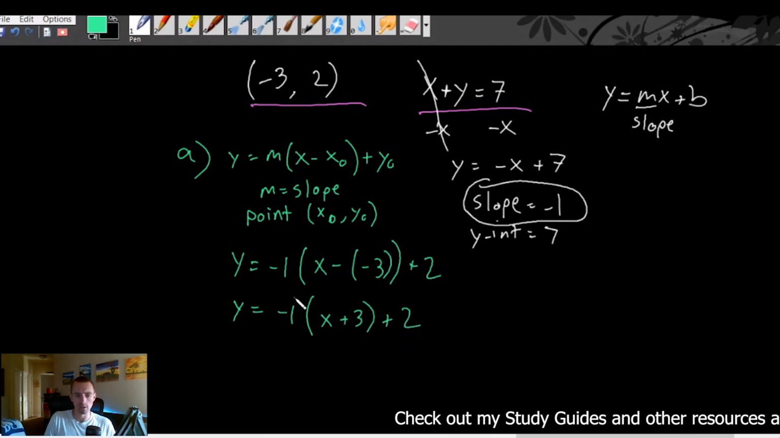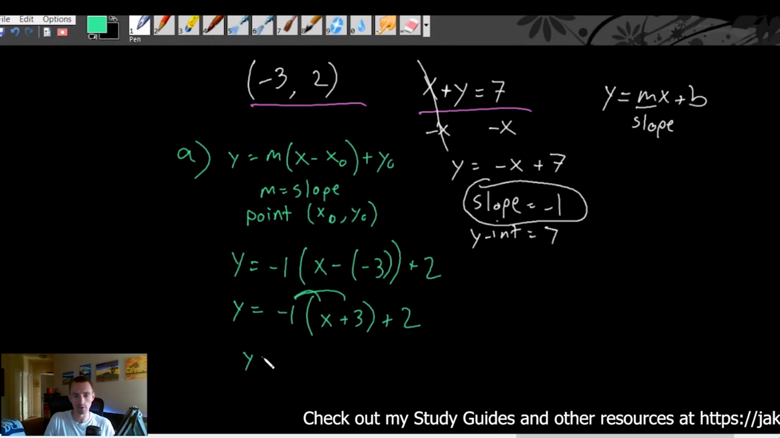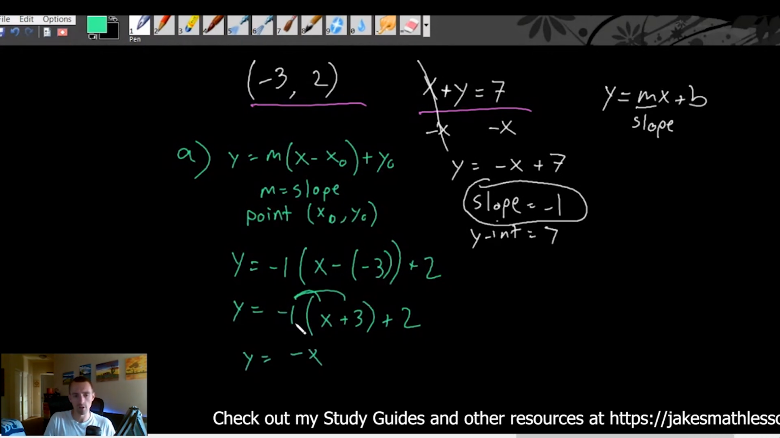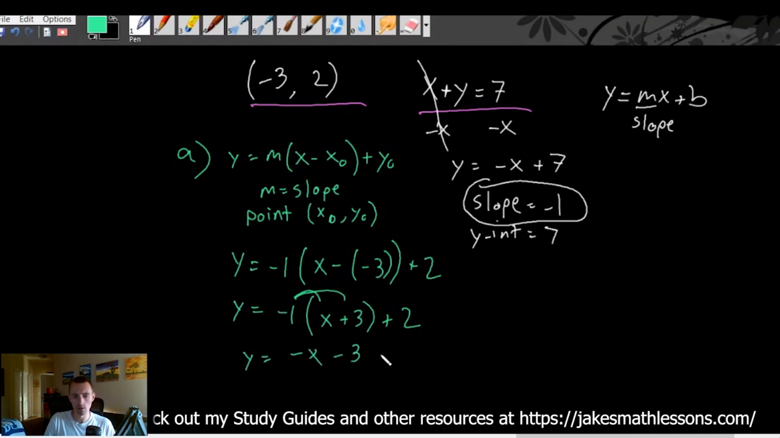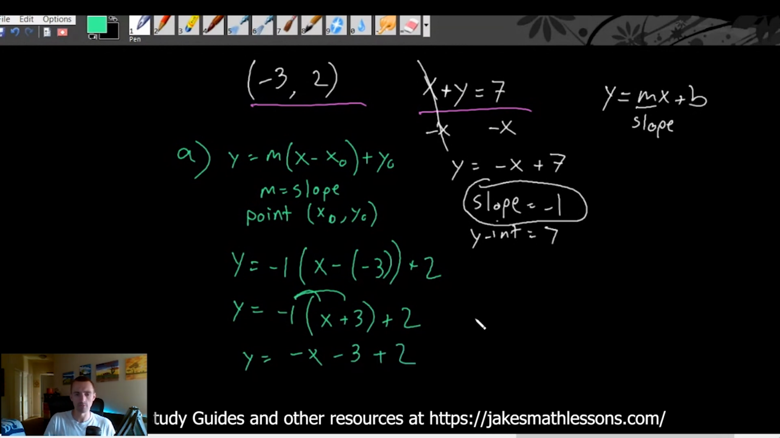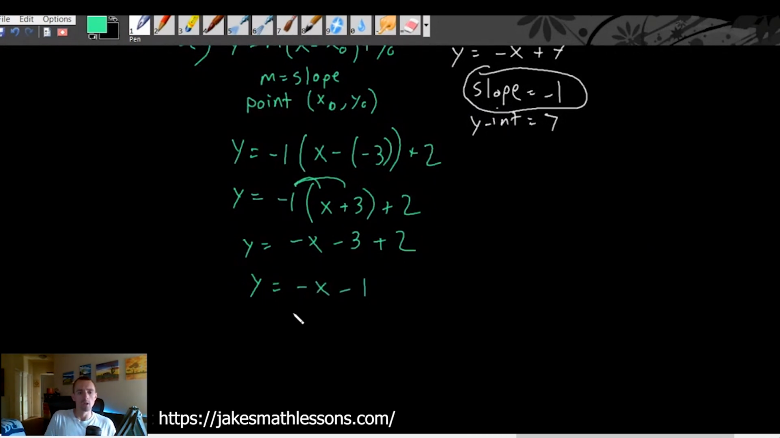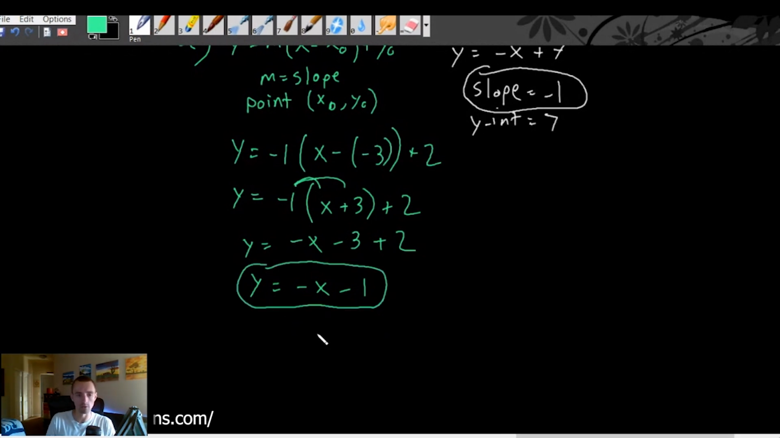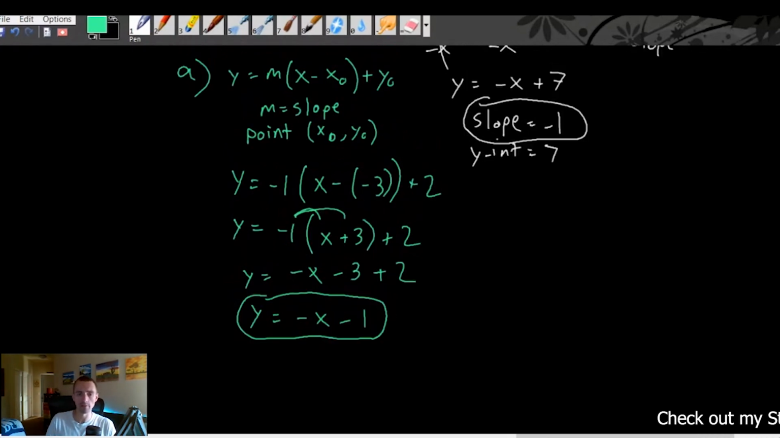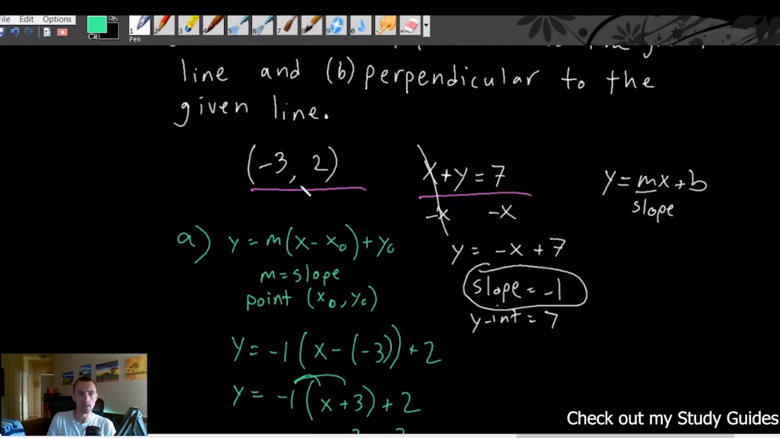Okay, then this -1 is going to distribute into the parentheses. We're going to get y equals -x minus 3 plus 2, and then the -3 and the plus 2 can combine, giving us y equals -x, -3 plus 2 is -1. So now our slope intercept form is right here, y equals -x minus 1. So that tells us that our slope is -1 and our y-intercept is -1. And that is going to be a line that is parallel to this line and goes through this point.